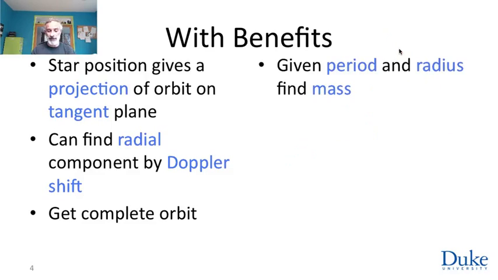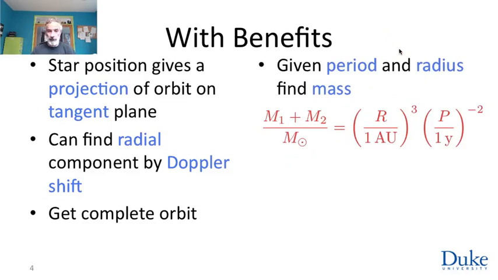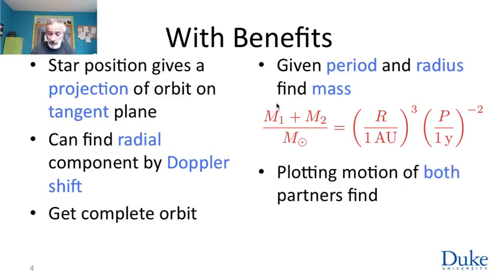And if we know semi-major axis and period, we can use Kepler's formula, scale it to the motion, say, of the Earth around the Sun, and find that the total mass of the star system divided by the total mass of the Earth-Sun system, which to our approximation is the mass of the Sun, is the ratio of the radii cubed divided by the ratio of the periods squared. So since we measure the radius and we measure the period, we can find the total mass of the system. We can do better than that because we plot the motion of both partners in the sky relative to the fixed stars far behind them. We actually find R1 and R2 separately.